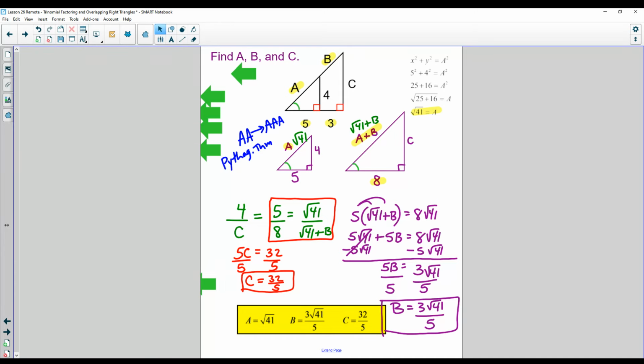Okay, so that's overlapping right triangles. You're going to use Pythagorean theorem to find one of the missing sides, and then you're going to use similar triangles to find the rest of the variables. And we are done.